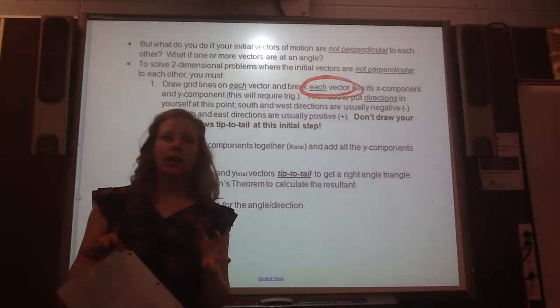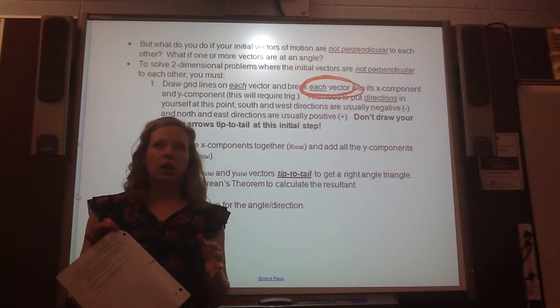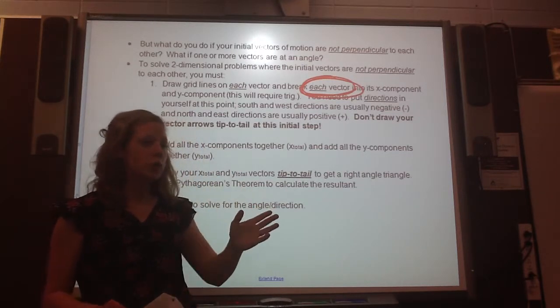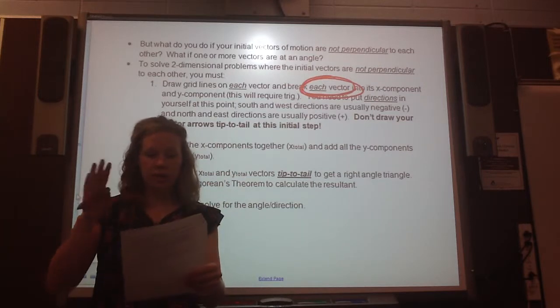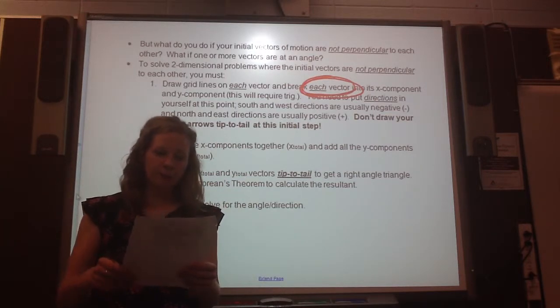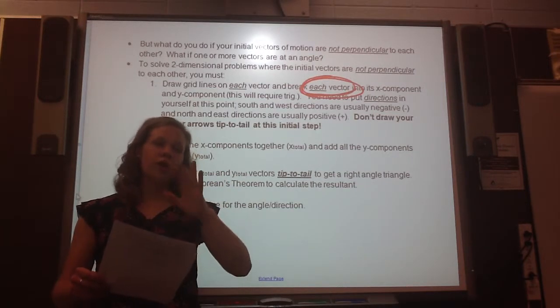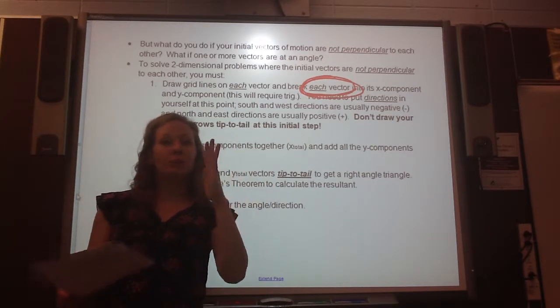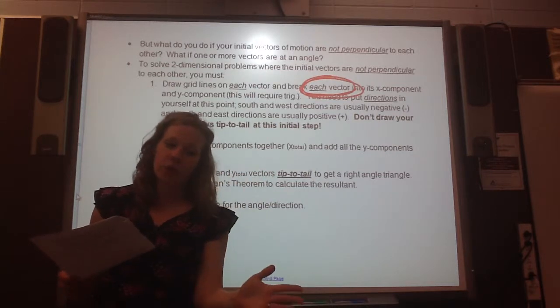So when we think about these two-dimensional problems, either they're going to be really straightforward, where it's just north and south and you can see everything, or it's going to be a different vector that's, say, going northeast, and you need to break it down into its individual components.